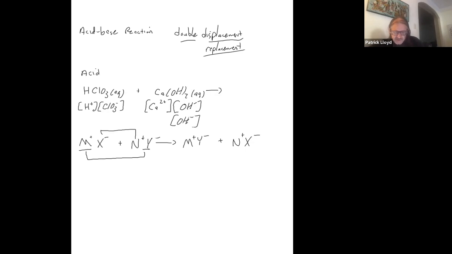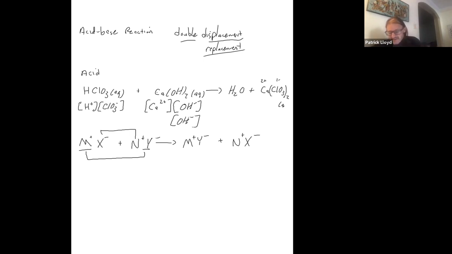So H plus is going to go with OH minus. Now, what's H plus and OH minus? H2O, right? And then the Ca plus 2 is going to go to the ClO3 minus. But now we have to be very careful with charge. Remember, this one's 2 plus and this is 1 minus. So we need 2 of these. You need 2 of the ClO3 minuses to balance the plus 2 charge. So we put it in parentheses because it's a polyatomic ion.